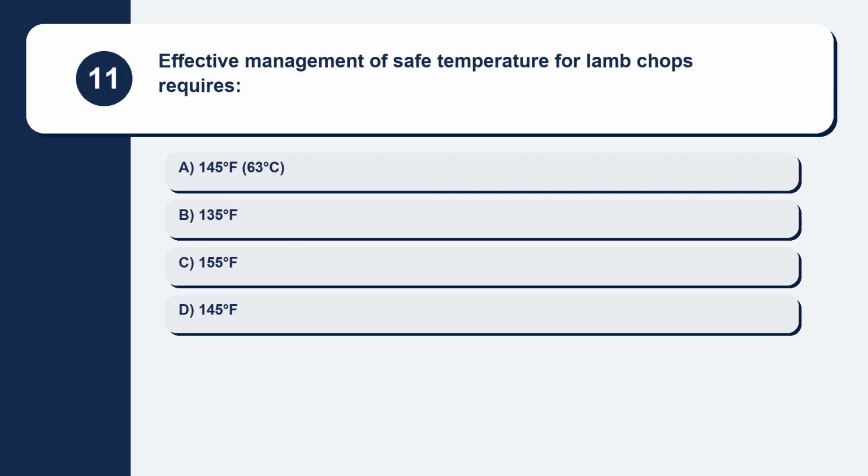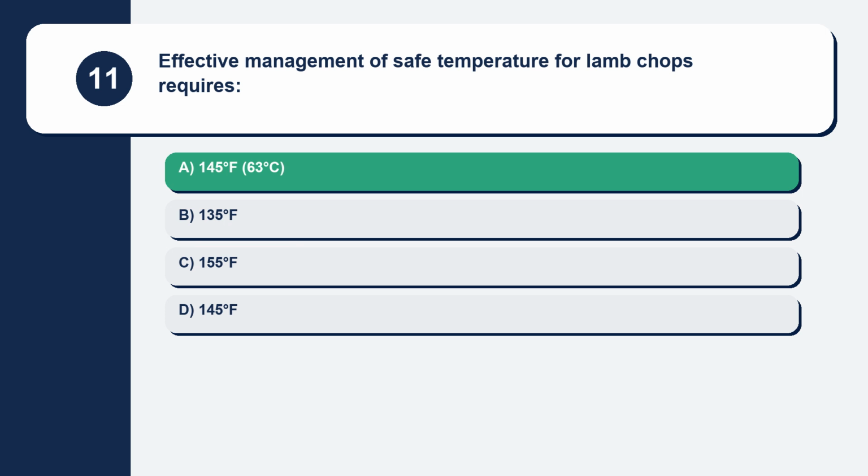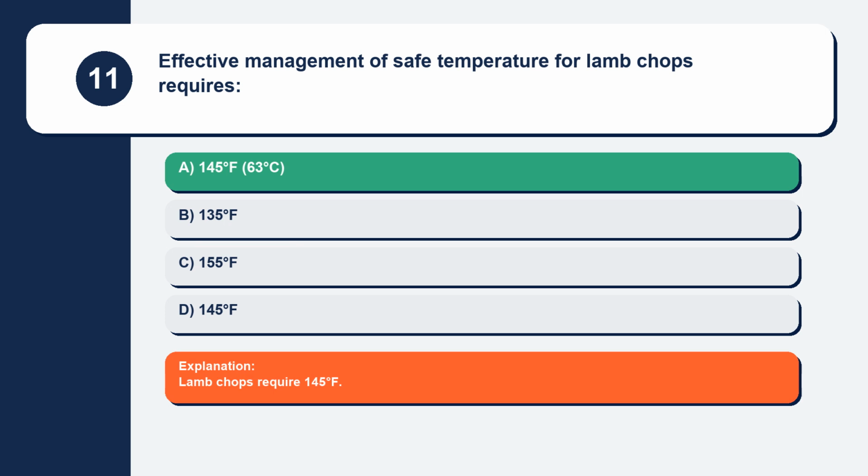Question 11. Effective management of safe temperature for lamb chops requires: 145 degrees Fahrenheit (63 degrees Celsius), 135 degrees Fahrenheit, 155 degrees Fahrenheit, 145 degrees Fahrenheit. Lamb chops require 145 degrees Fahrenheit.